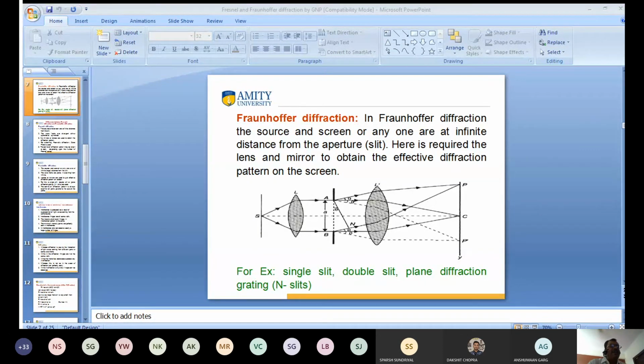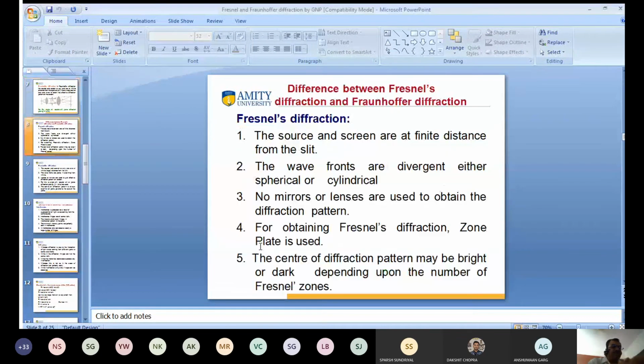So I am talking about the next topic, next para: the difference between Fresnel and Fraunhofer diffraction. Do you get on screen?